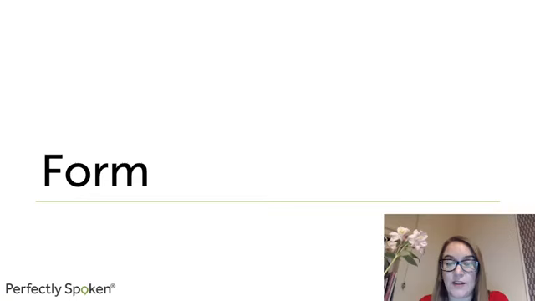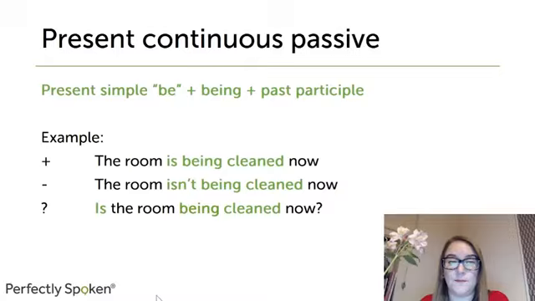Okay, so let's begin with looking at the form. We're going to start with present continuous passive. Present continuous passive is formed using the present simple of the verb be plus being plus past participle. In our example, the positive sentence: the room is being cleaned now. Negative: the room isn't being cleaned now. And question: is the room being cleaned now?